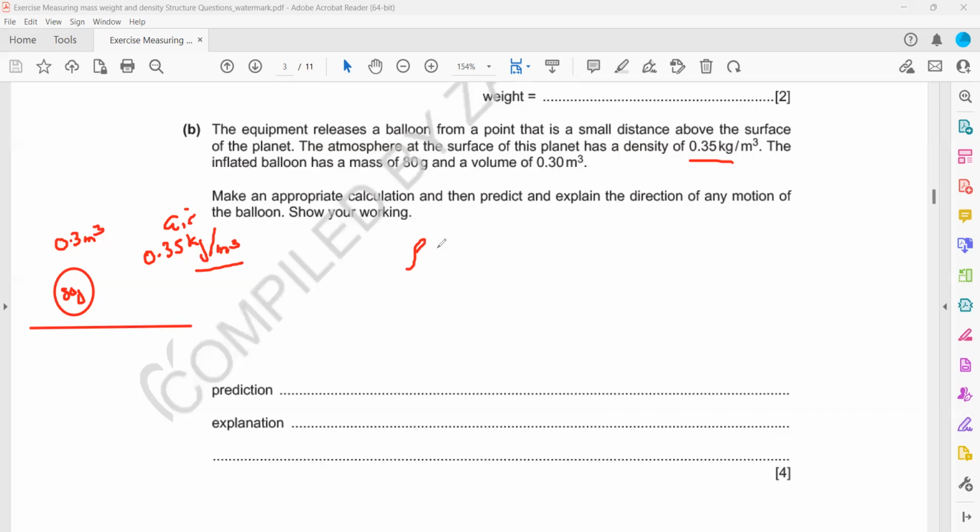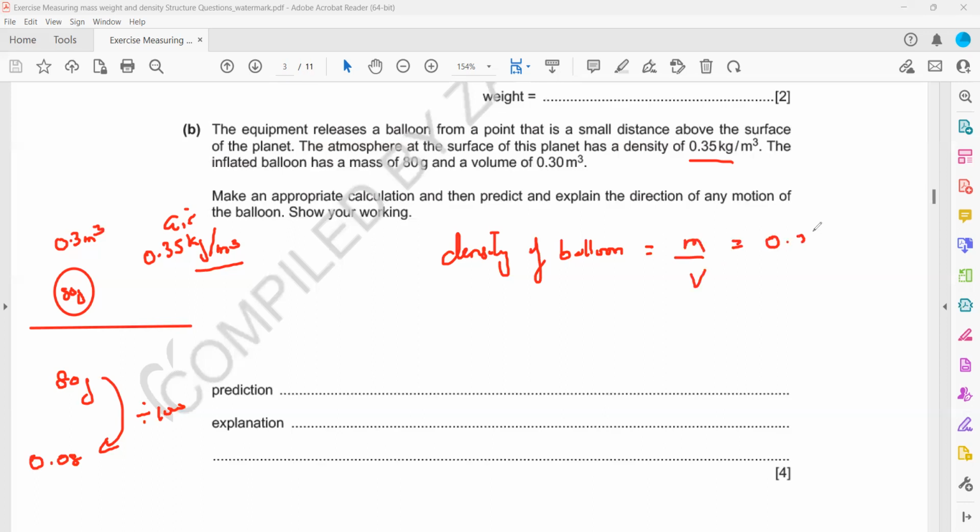But for the density of a balloon, the mass is given in grams. So to get the density of a balloon, the mass of a balloon is given in gram, 80 gram, we have to convert into kilogram, because the unit of density for atmosphere is kilogram per meter cube. So we divide by 1000.